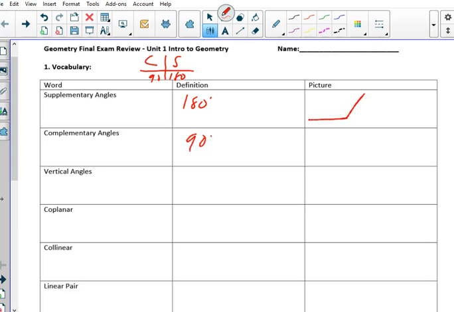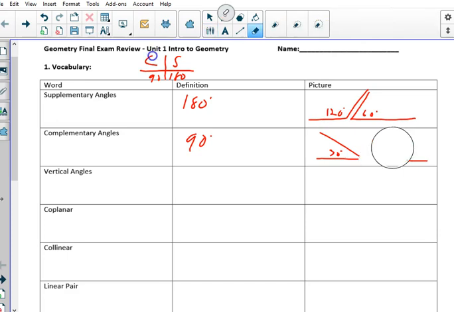So a picture would be the obtuse angle looks like that, and the acute angle looks like that. And they don't have to be joined, if they are, then it makes a linear pair. But basically, any two angles like so. And for complementary, if I had a 30-degree angle here, and a 60-degree angle here, those two are complementary. Put those together, they'd make a 90-degree angle.